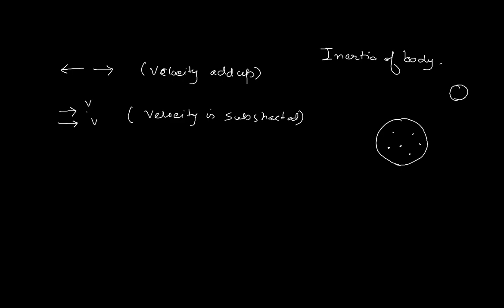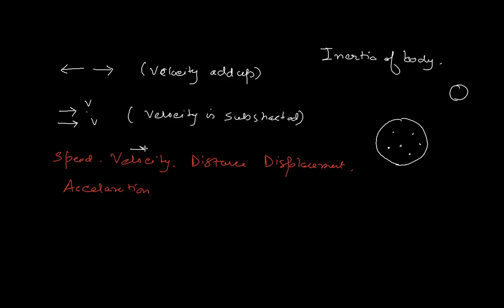Now in this chapter there are a few important concepts we need: the definition of speed, and the entire thing about speed, velocity, distance, displacement, then acceleration. These are very important things we have to know: velocity is a vector quantity, displacement is a vector quantity, and acceleration is a vector quantity.